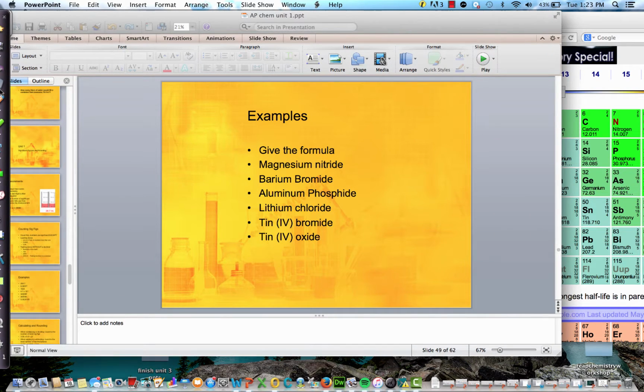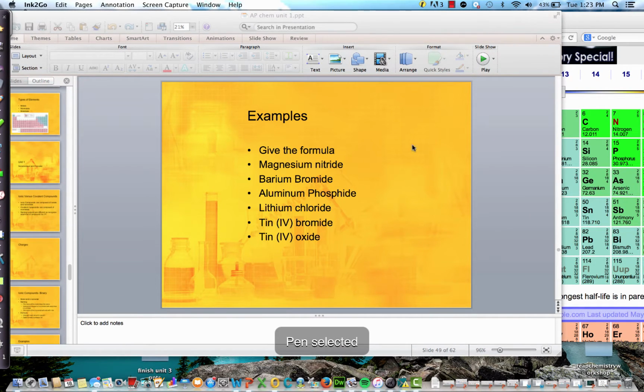Okay, so magnesium nitride. So we're going to do something called the Crisscross Method, and then I'm going to show you why this works. Okay, so magnesium, always write down the cation first. So the metal always comes first. Always, always, always. So the metal has a +2 charge here, and nitride is nitrogen that has a -3 charge. And you get that from the periodic table.